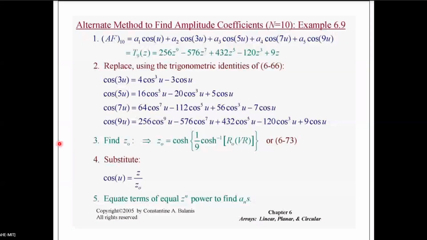M equal to 8, you note down. Cos 8u is equal to 128 cos to the power of 8 u minus 256 cos to the power of 6 u plus 160 cos to the power of 4 u minus 32 cos squared u plus 1.